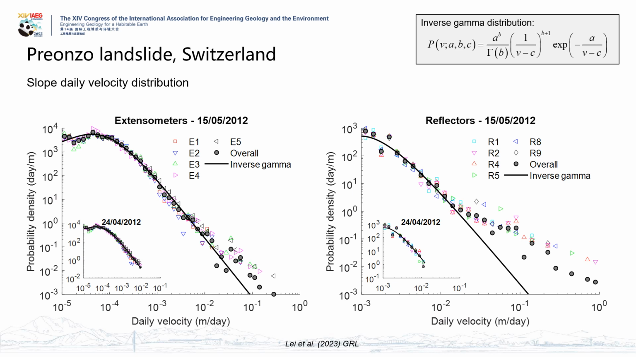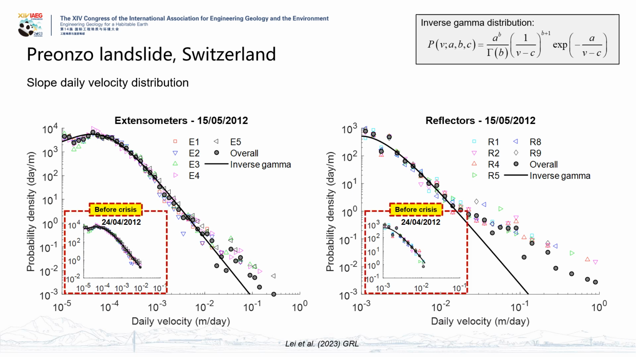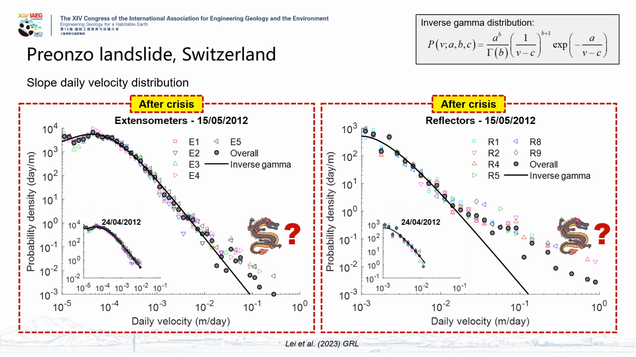If we plot the probability distribution of slope velocity data, we found that before this acceleration crisis, the velocity data nicely follow an inverse gamma distribution. Then during the crisis, a significant deviation from the inverse gamma distribution can be observed. This provides a possible way for us to predict this acceleration crisis and the catastrophic failure by detecting dragon kings.